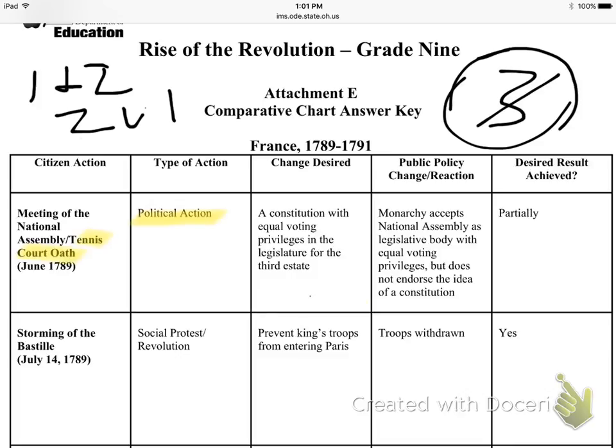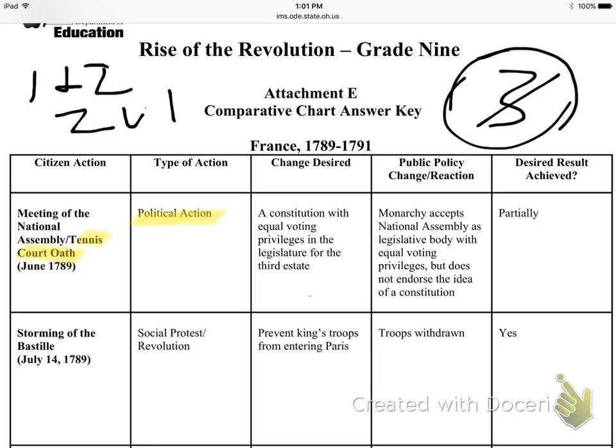So we talked about the 3 estates and how the 3rd estate never got a vote because 1 and 2 always were against 3. So 1 and 2 would vote one way, 3 would vote the other, so 3 always lost. So what did 3 do? They took a political action, and they had this meeting on a tennis court because they were locked out of this place where they normally met, okay?